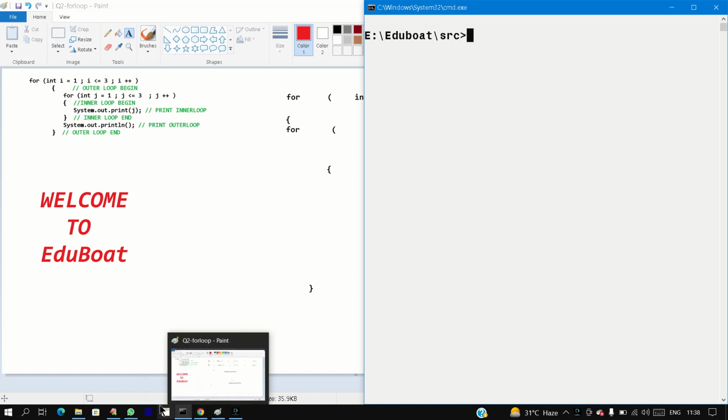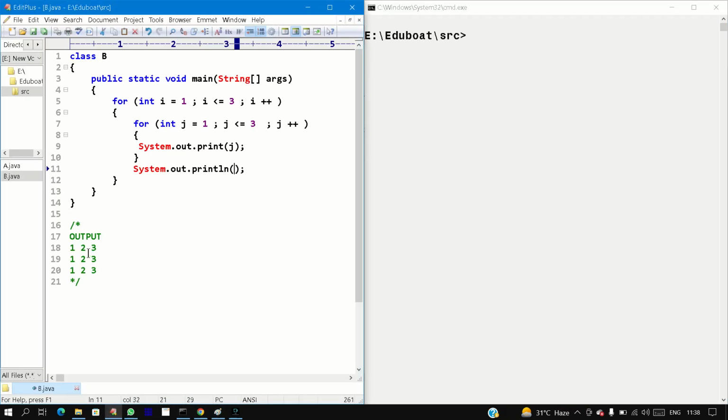So let us just have a look at the pattern. This is going to be our pattern. We want to print 1 space 2 space 3, then we will be changing the line, then we have to print 1 space 2 space 3, again we will be changing the line, we are coming to the third line, and then we have to print 1 space 2 space 3. Fine. I hope you are able to understand what we want to print.